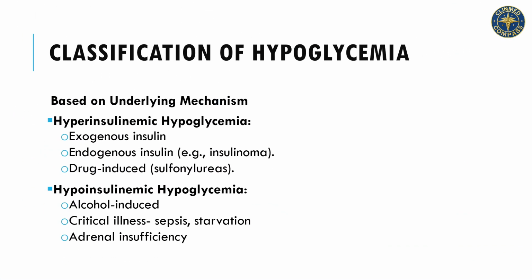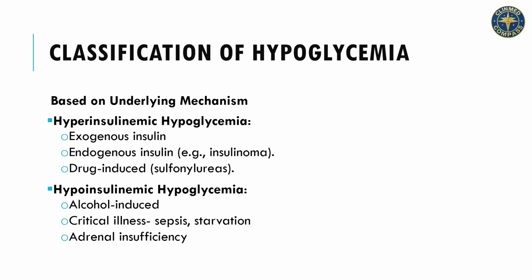Hypoglycemia can be classified based on the underlying mechanism into two main categories. First, you have the hyperinsulinemic hypoglycemia. This occurs when there is excessive insulin action. Causes include exogenous insulin administration, endogenous insulin overproduction, such as in conditions like insulinoma, drug-induced hyperinsulinism, especially with sulfonylureas.